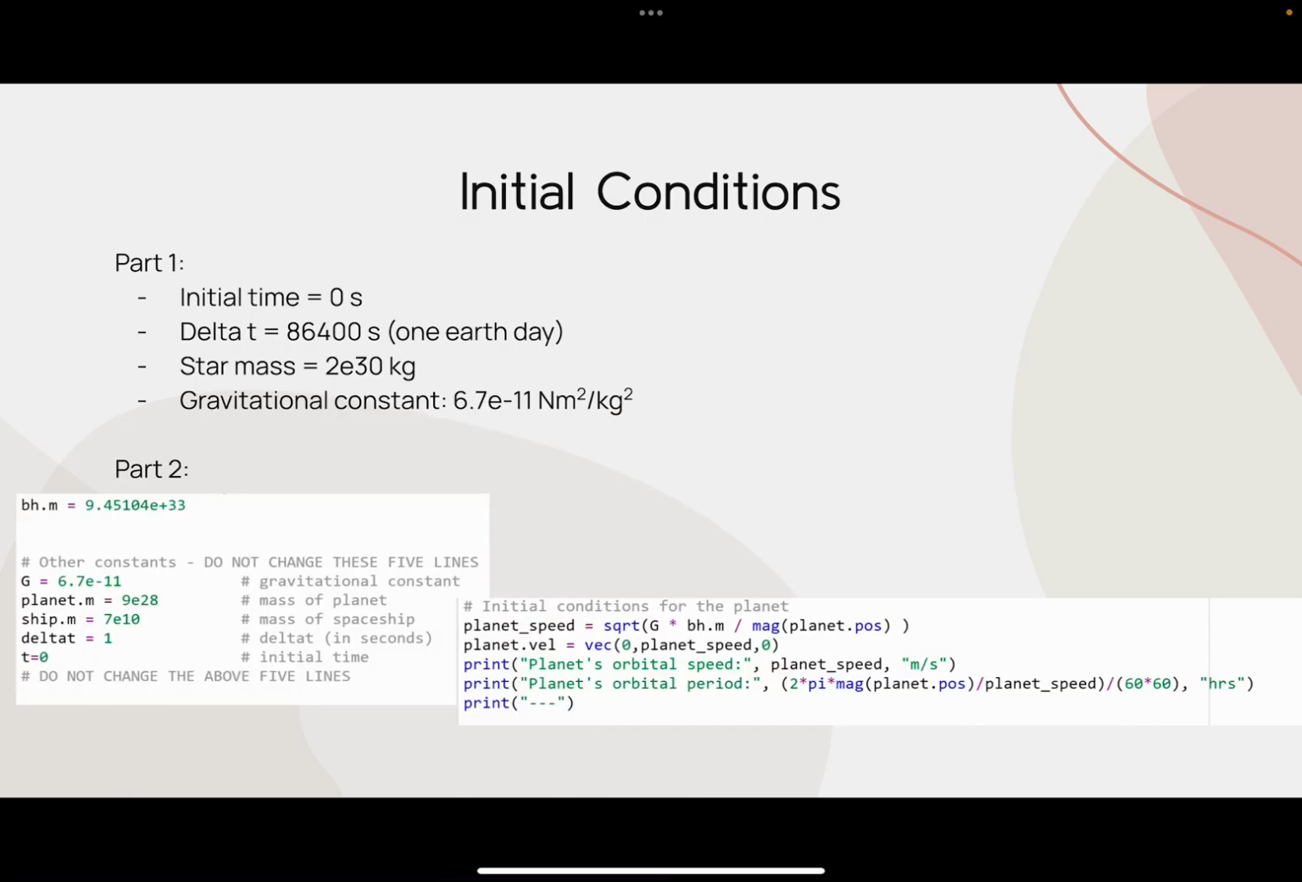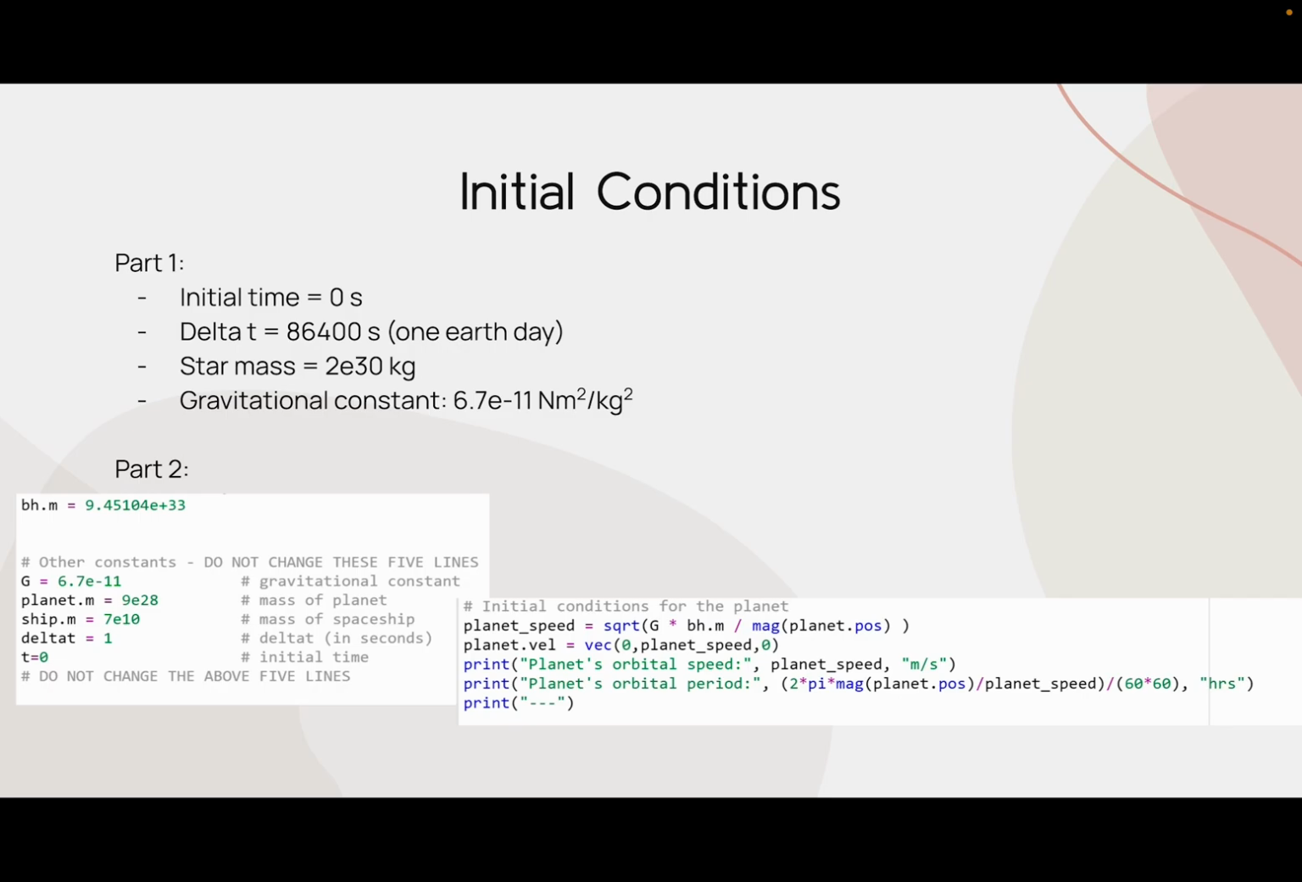So these are the initial conditions. For part 1, the initial time was 0 seconds, and the delta t was 864,000 seconds, which is 1 Earth day, and the mass of the star was 2 times 10 to the 30th kilograms, and the gravitational constant is 6.7 times 10 to the negative 11.